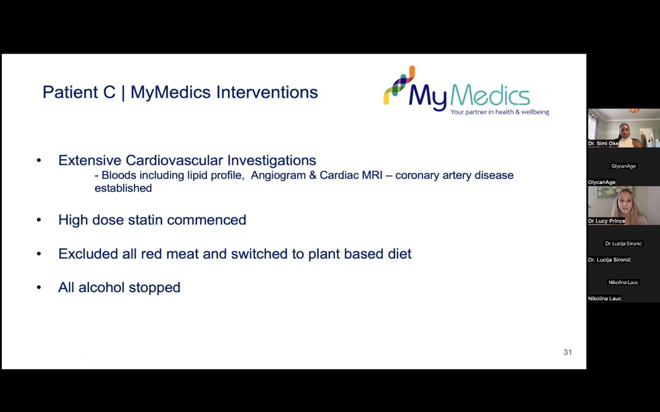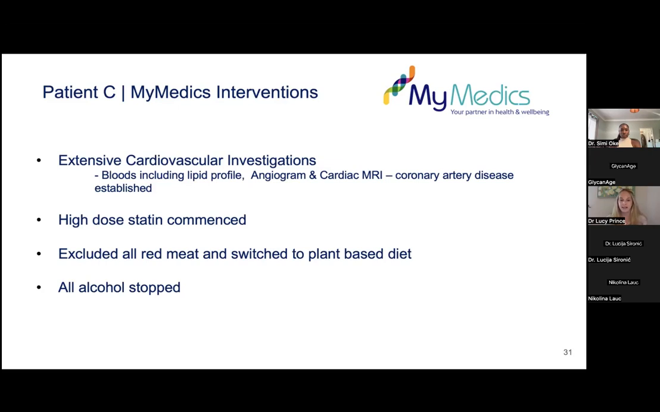So within MyMedics, we did extensive cardiovascular investigations, including blood work and lipid profile. He had an angiogram, a cardiac MRI. And actually, he was shown to have some early coronary artery disease that had already established. So he was commenced on a high-dose statin regime. He stopped all red meat consumption entirely and switched to a fully plant-based diet, and stopped drinking all alcohol. Again, he wasn't a heavy drinker to start with. Not a huge amount of red meat consumption, but certainly quite high quantities of dairy.